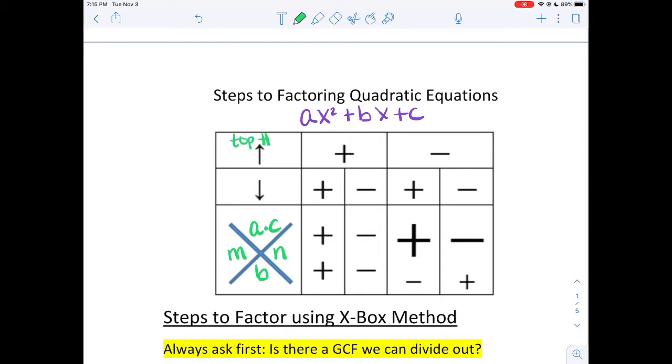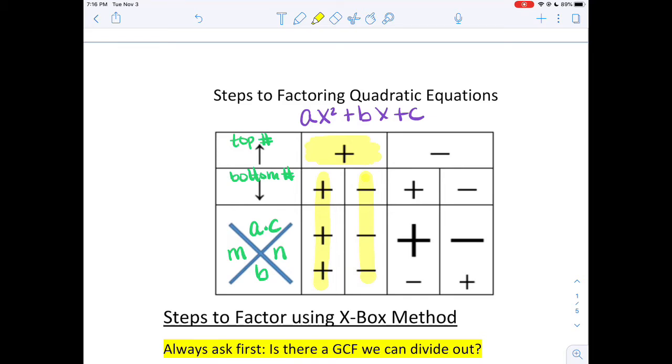If the top number of our X puzzle is positive, then we are going to have one of two cases. We need to look at our bottom number and determine if it is positive or negative. If it's positive, then we must have two positive numbers, because two positive numbers will multiply to be a positive and they will add to be a positive as well. If our bottom number is negative, then both of our factors, m and n, must be negative, because two negatives will multiply together to be a positive, but they will add to be a negative number.